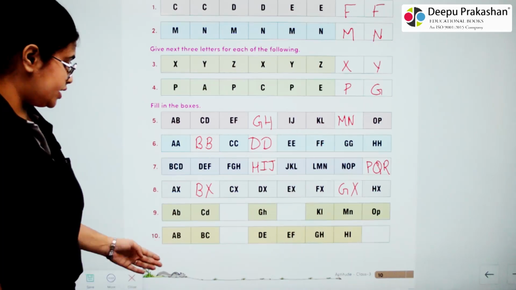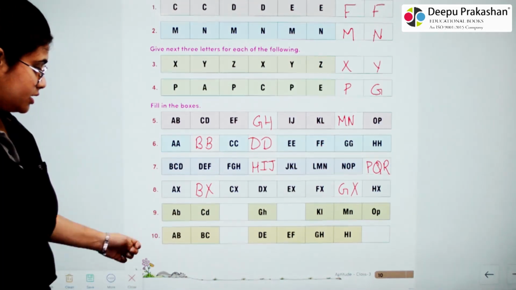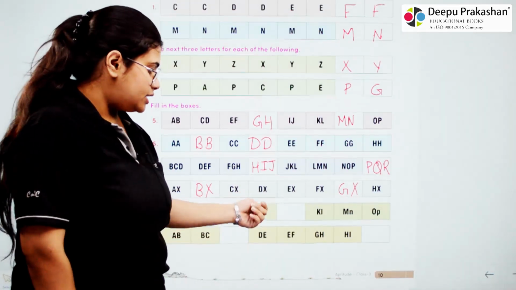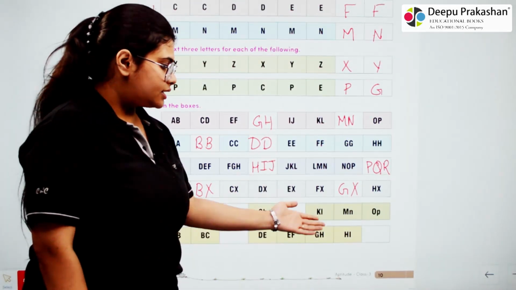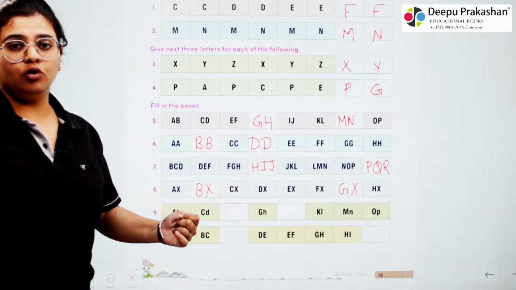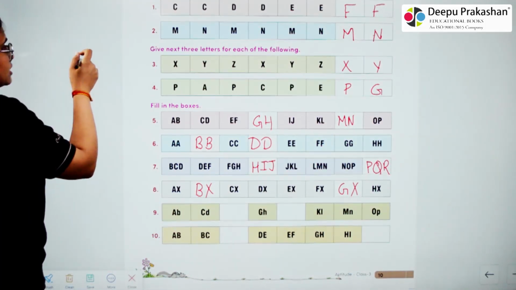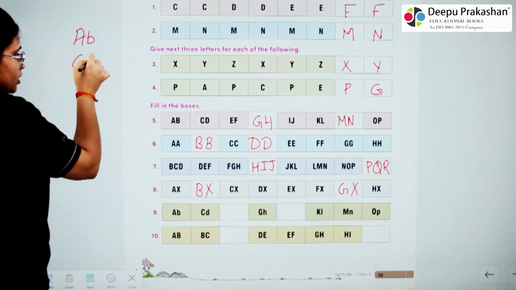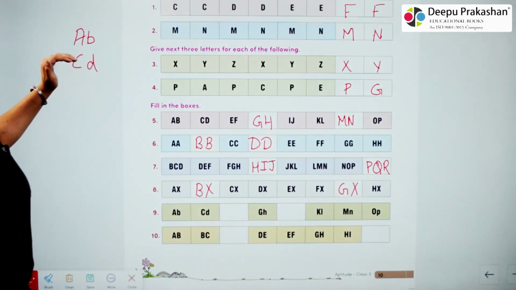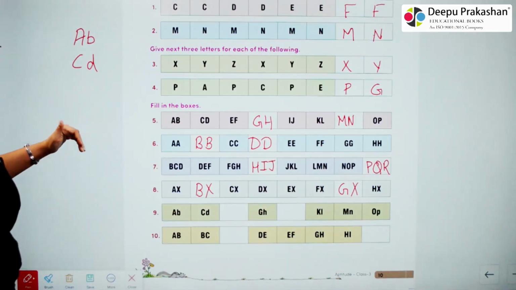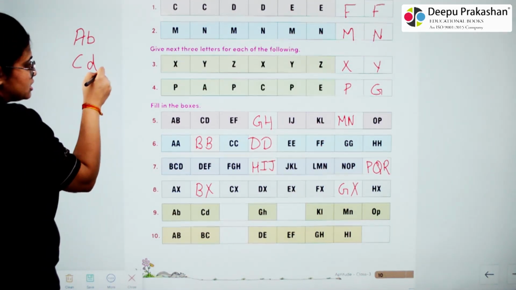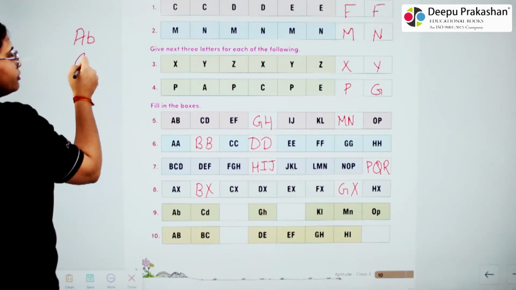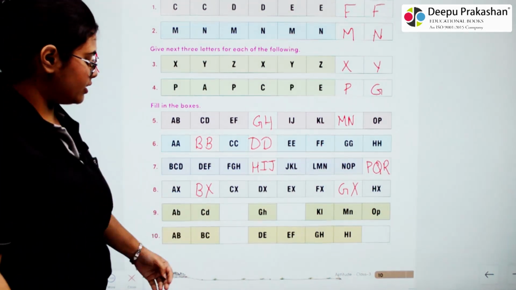Ninth, we are given capital A small b, capital C small d, dash, capital G small h, dash, capital K small l, capital M small n, capital O small p. So here in this series, we are given pairs in continuous order, but the first alphabet is in capital and the second alphabet is in small.